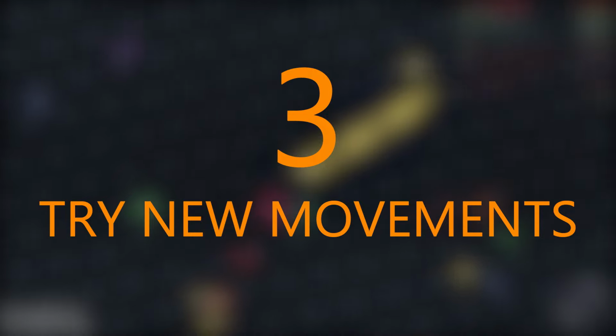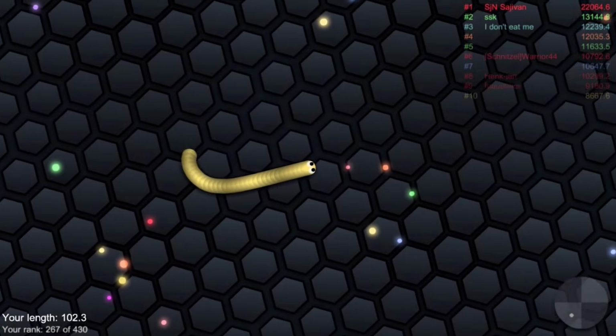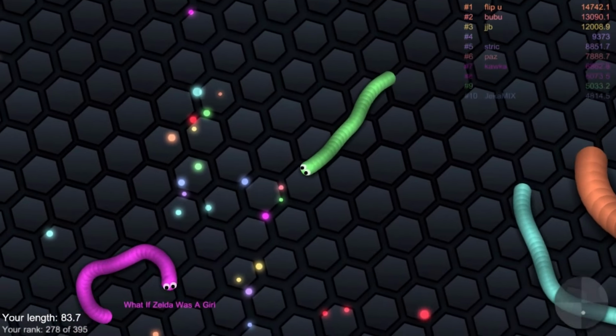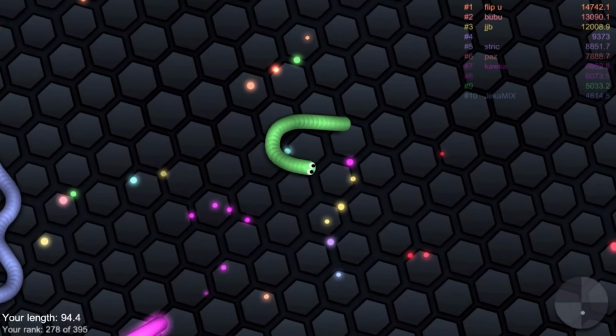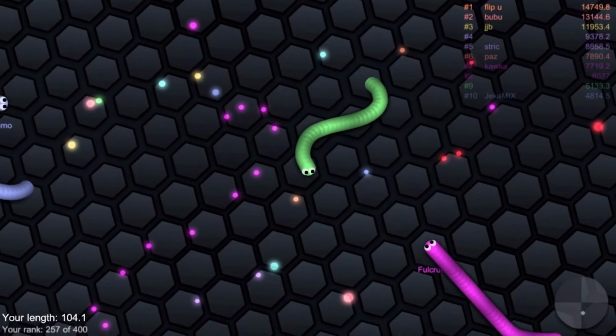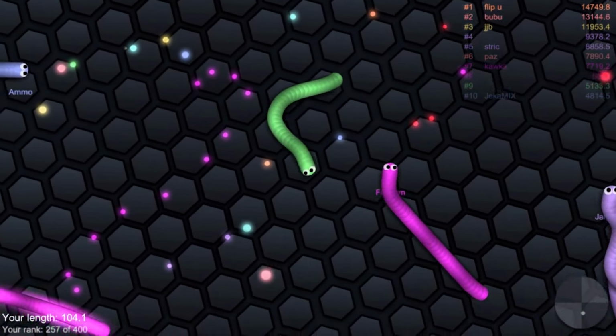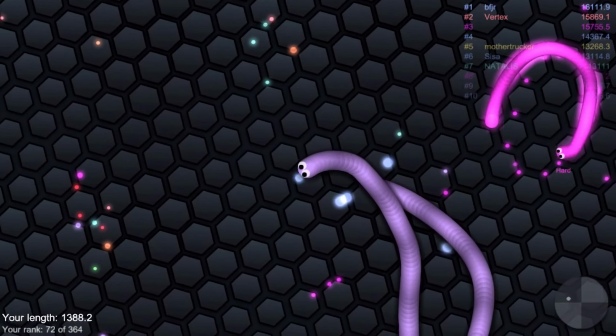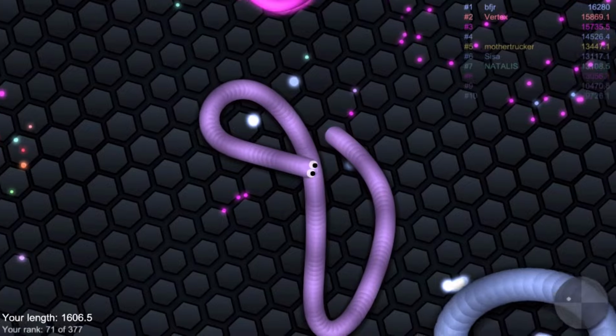Number 3. Experiment with movement. Going in a straight line is not the only way to play. You can slither in an S shape to slow down and give yourself time to react. You could do a sharp U-turn by tapping behind your snake, or you could just dash randomly about like a madman. Point is, experiment and see what works for what situation.